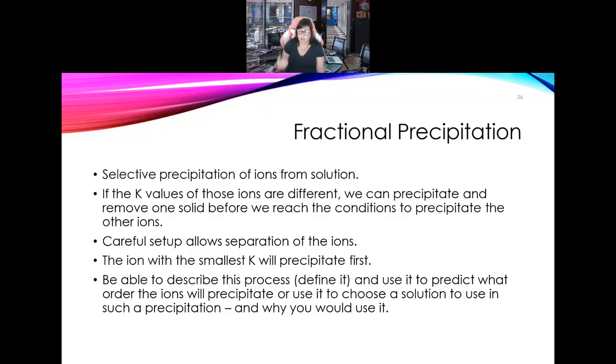The ion with the smallest Ksp precipitates first, and we need to be able to describe that process and use it to predict what order the ions will precipitate, or use it to choose a solution to use in such a precipitation, and why you would use it. So what am I talking about? I want you to be able to tell me that if I have 3 ions and I have 3 Ksp values, that based on those Ksp values with this particular other thing, this one's going to precipitate first, this one will precipitate second, this one will precipitate third. You want to describe that process.